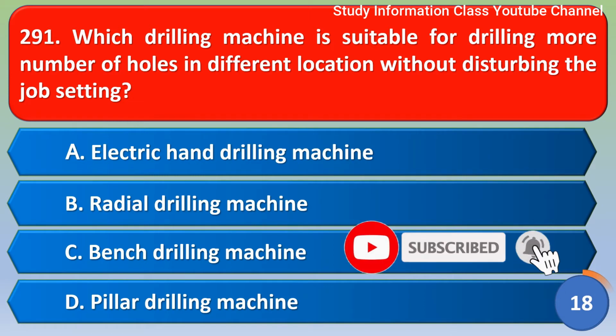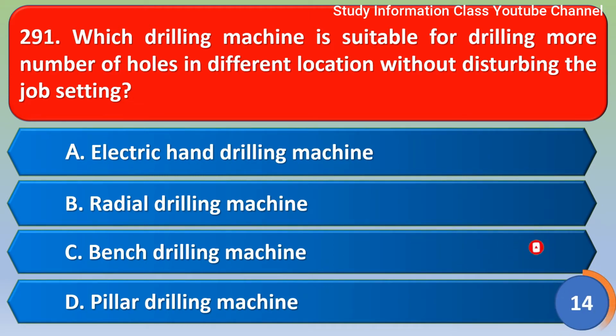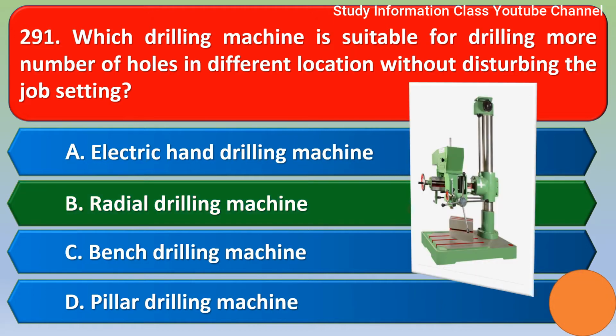Which drilling machine is suitable for drilling more number of holes in different locations without disturbing the job setting? For this question, out of four options, the right answer is option B, radial drilling machine. Option B is the right answer.